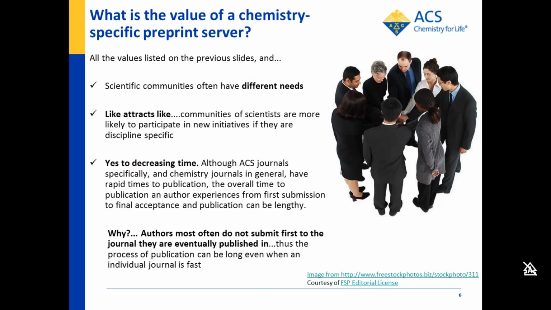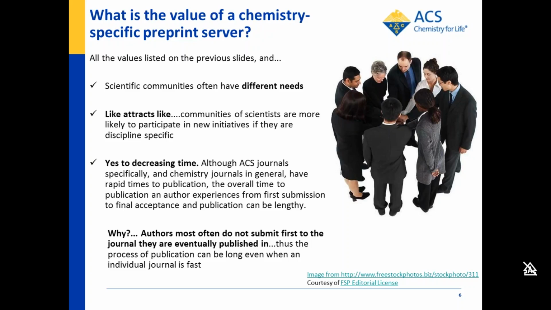And definitely all of the values listed on the previous slides. But of course, scientific communities have different needs. And this is why scientists already self-group around different subject-specific societies, both for their meetings, for their networking, and for communication of results through journals and other methods. Then there's the common adage, like attracts like. Scientists are more likely to participate, particularly in new initiatives, if they see their colleagues doing so, if it's subject-specific. And so we felt there was a real advantage to having a chemistry preprint server in those two regards.